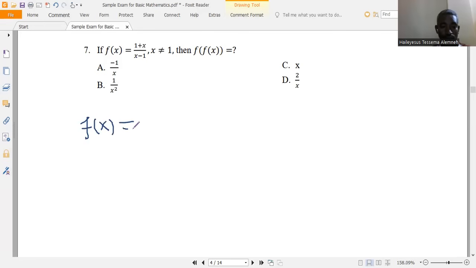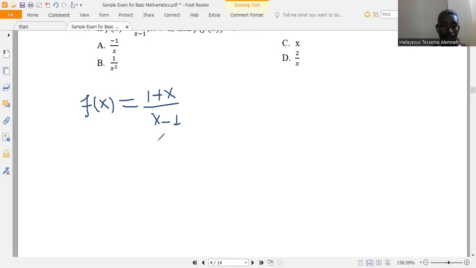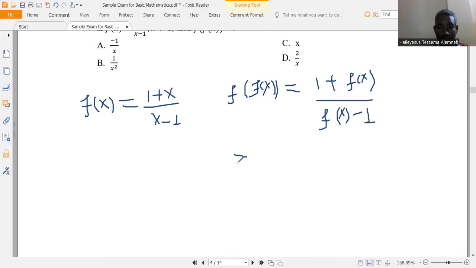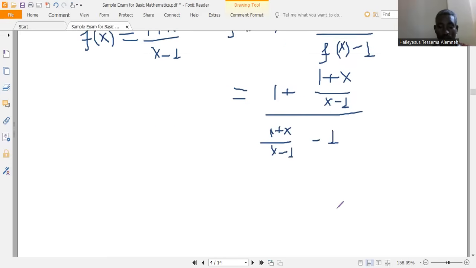f of x is given as 1 plus x over x minus 1. Then what's f of f of x? f of f of x is 1 plus f of x over f of x minus 1, which is the same as 1 plus (1 plus x over x minus 1) over (1 plus x over x minus 1) minus 1.